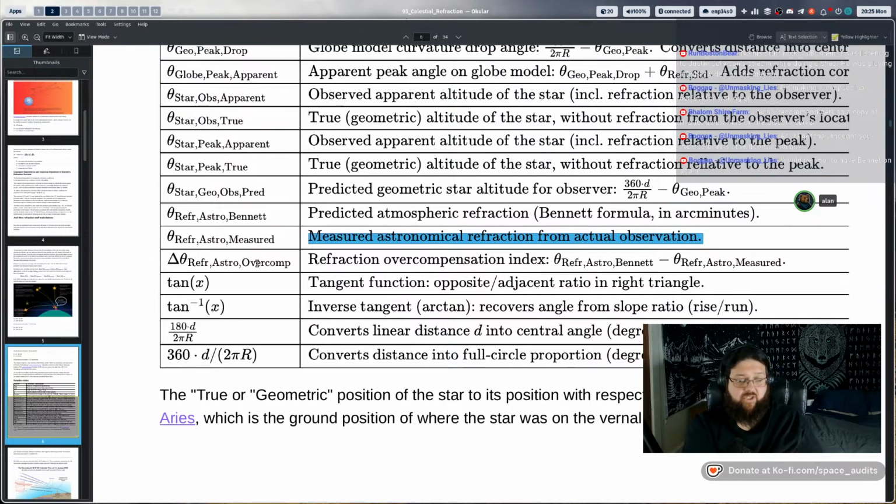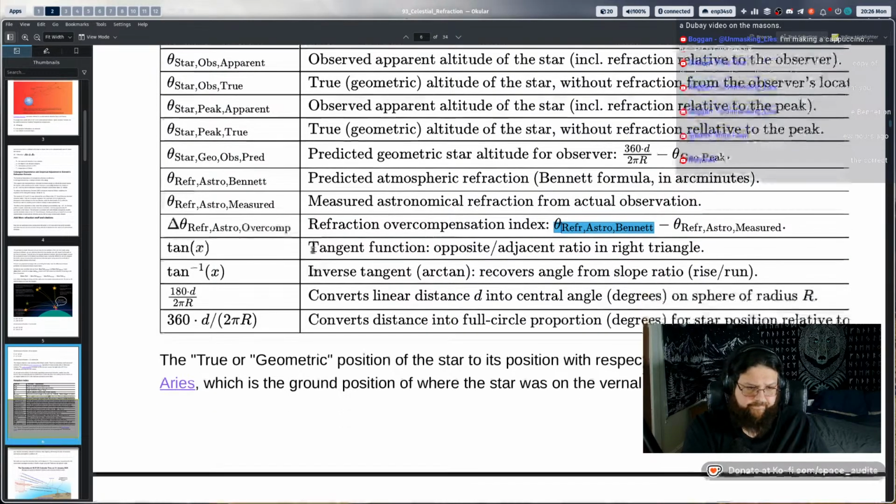And then we have refraction astro overcompensation. We're going to subtract the amount of measured refraction from the amount of prescribed refraction from the formula, and we're going to look at that difference. And we're also going to convert that into meters and see how much the overcompensation amount affected the measurement in terms of your compensation for drop over distance.